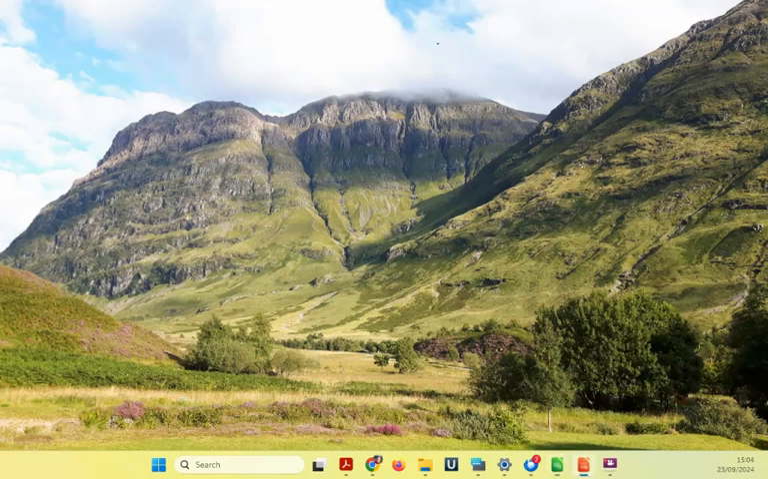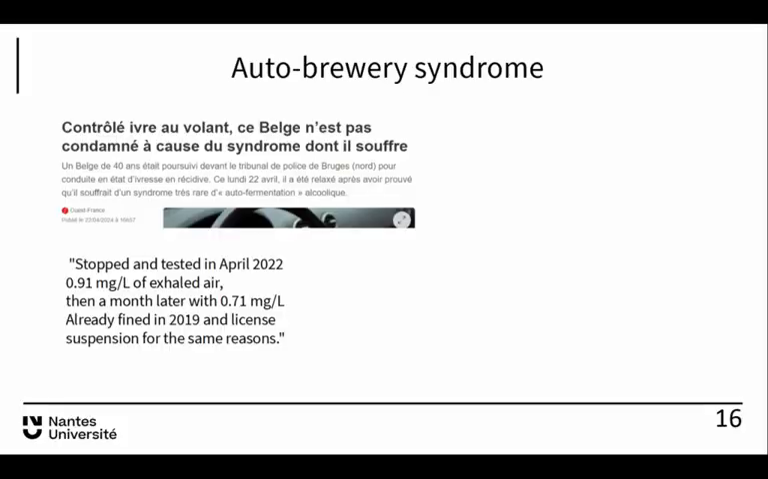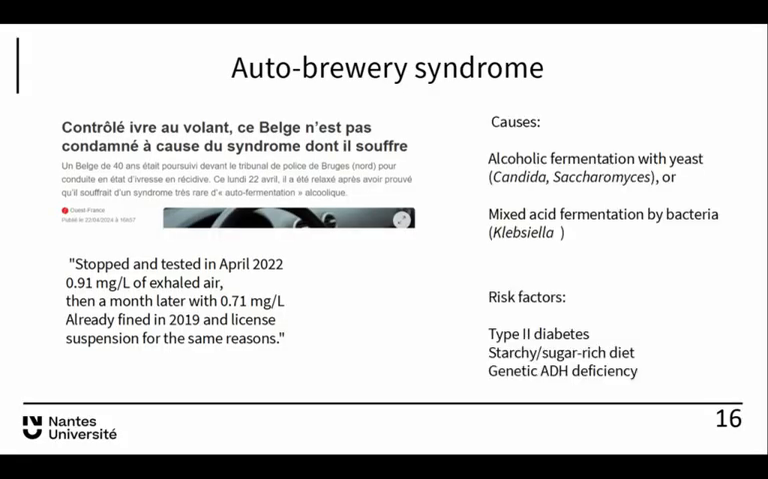Okay, so last time we ended up here, right, with the auto brewery syndrome, which also had an East Asian link there with alcohol dehydrogenase deficiency.